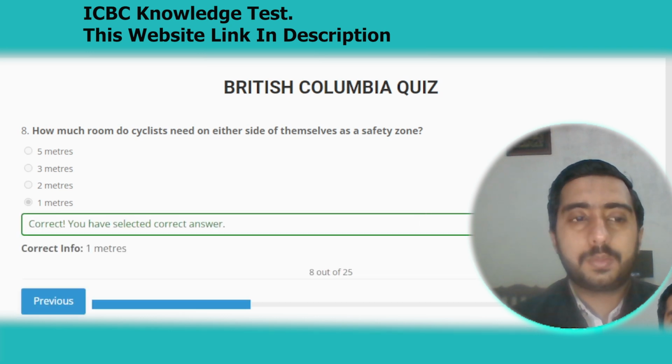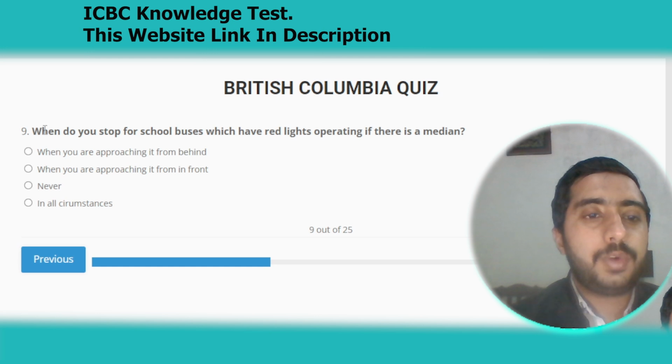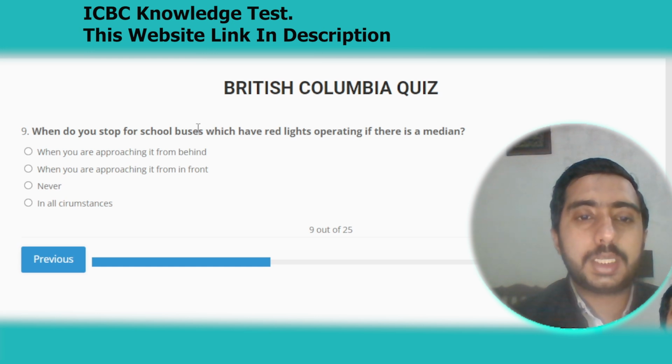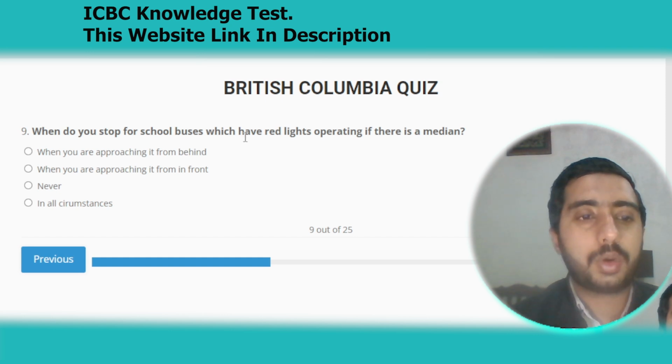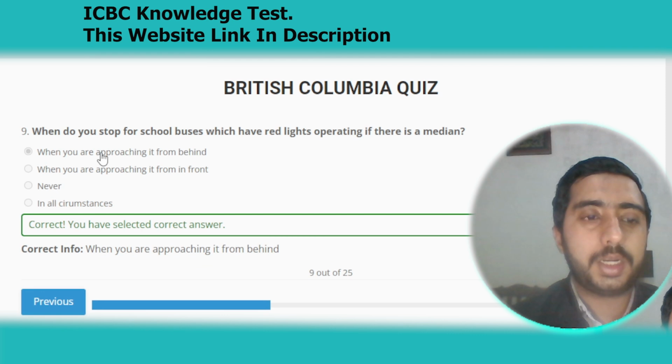Next question. Question number 9. When do you stop for school buses which have red lights operating if there is a median? The correct answer is option A. When you are approaching it from behind.